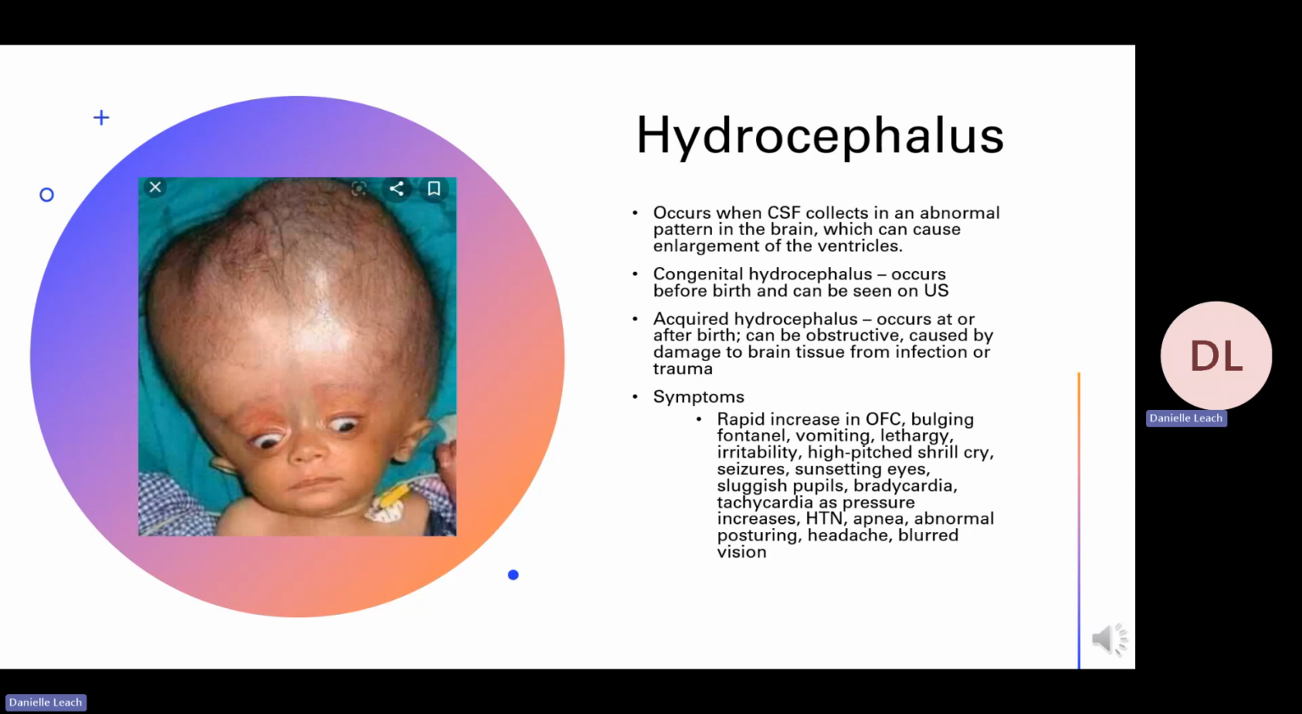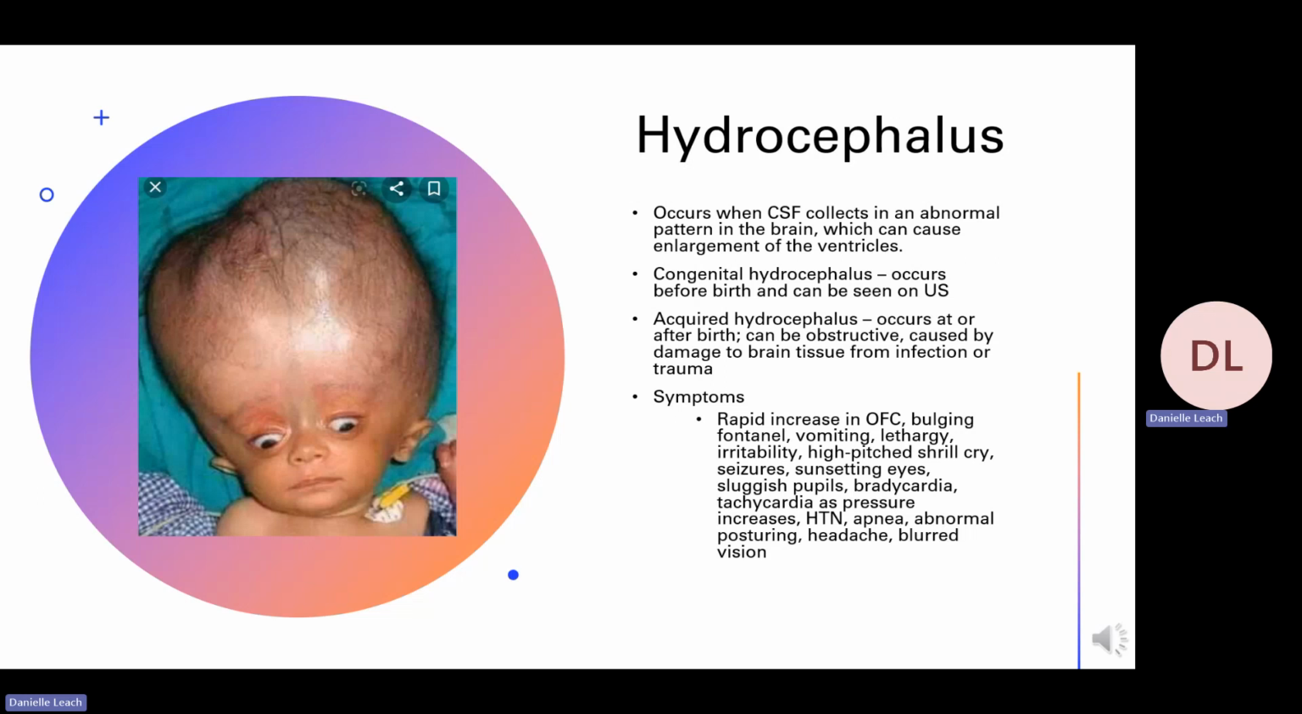So there's a lot of different symptoms that the baby can have that have to do with a rapid increase in intracranial pressure. So the baby can have an increase in their head circumference, or the OFC, usually very rapid and way beyond what we would expect for normal growth of the head. They can also have a bulging fontanelle. Because of the increased ICP, they may have vomiting, they may be lethargic, extremely irritable. Their cry is very high-pitched and shrill.